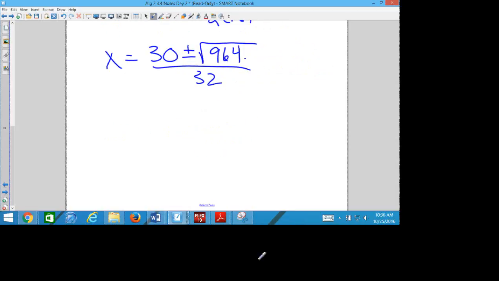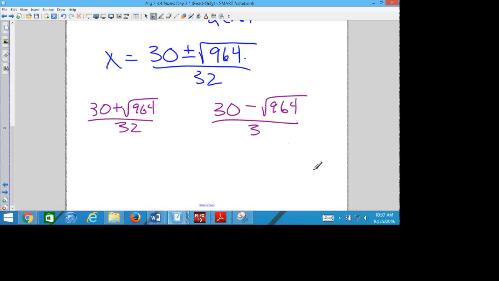We're not going to use the square root of 964 in our answer. We're going to find the calculated approximate decimal. So we might as well pull out our calculator now. And remember, there are two answers here. One of them is 30 plus the square root of 964, all over 32. The other one is 30 minus the square root of 964, all over 32. So go ahead and take a moment and type those in your calculator and find out what time it takes this juggler to toss one of these balls.